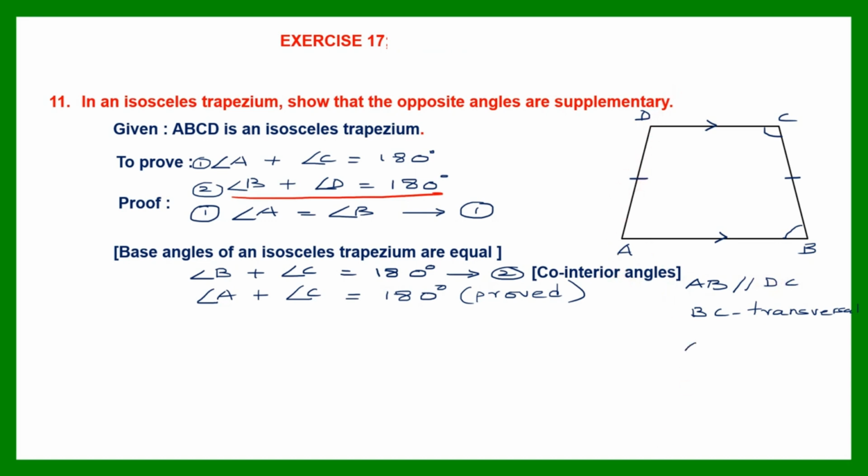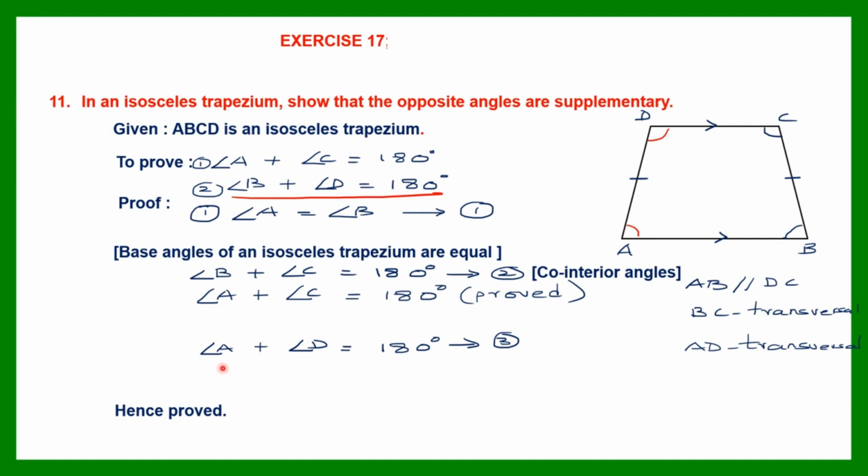So this time, let's take AD as the transversal. So AD is the transversal. In this case, angle A and angle D will be supplementary. So let's write that down. That will be angle A plus angle D is equal to 180 degrees, supplementary. Let's write this as the third equation. And why are they supplementary? They're supplementary because co-interior angles are supplementary.